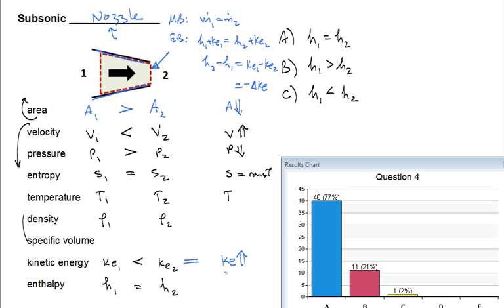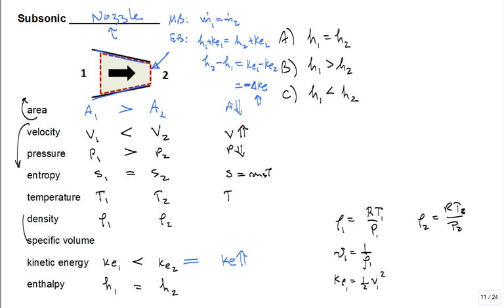Okay, can enthalpy remain constant? This negative sign says that if kinetic energy goes up, what does the enthalpy do? It's going to go down. So which of these is correct? B. Congratulations to the 21%. True? Does everybody understand why?